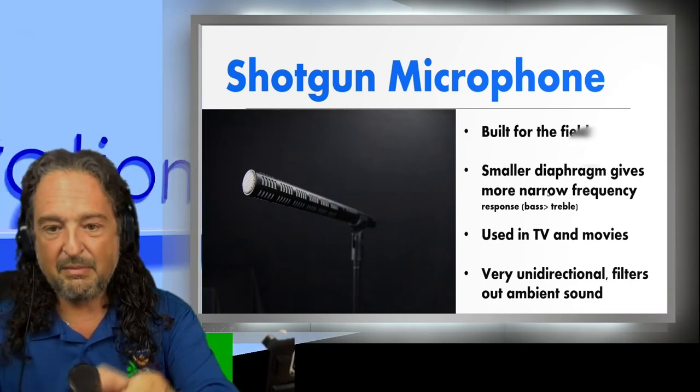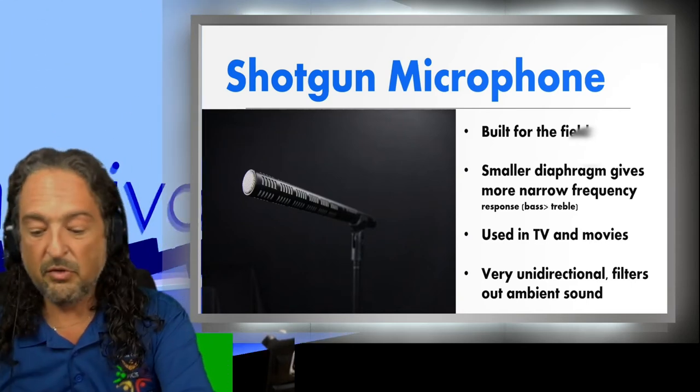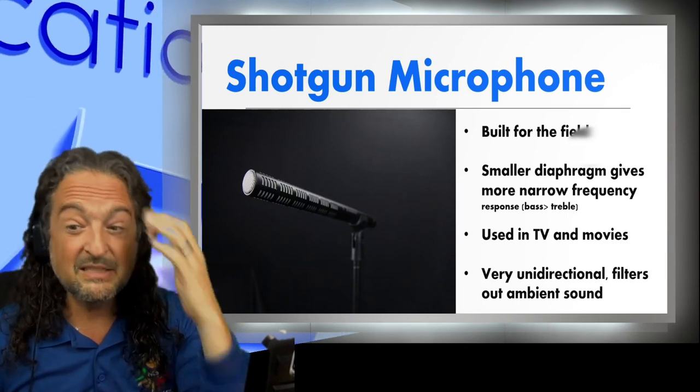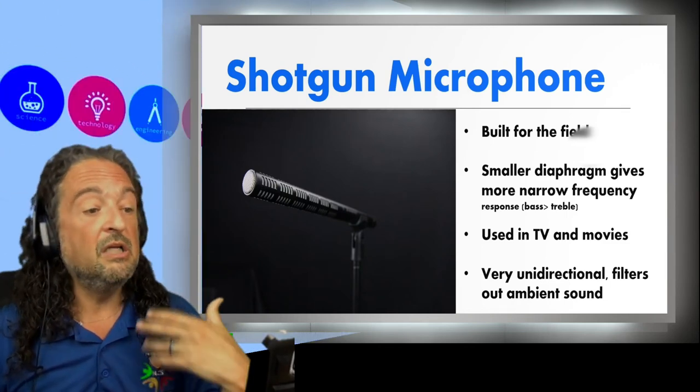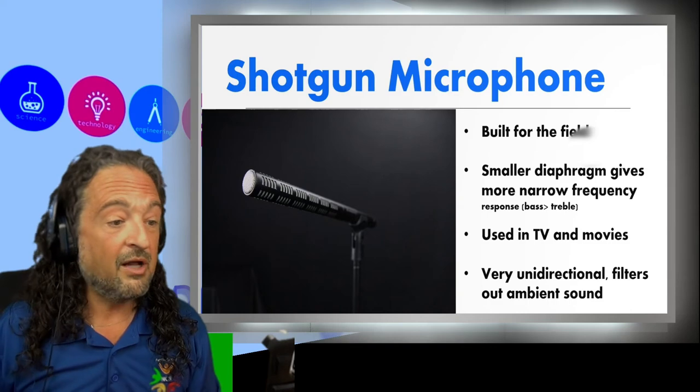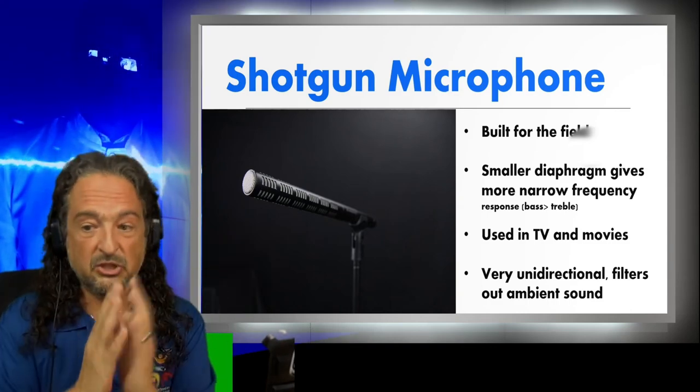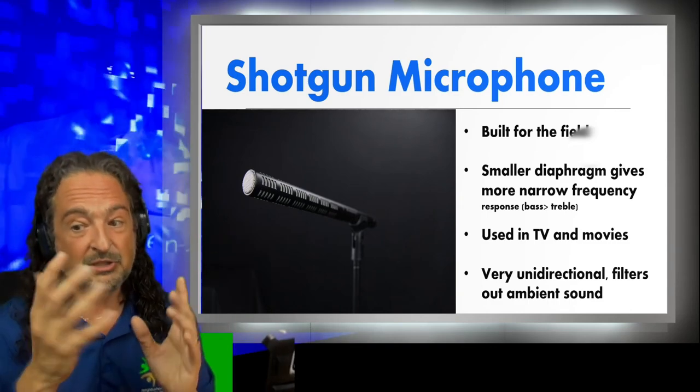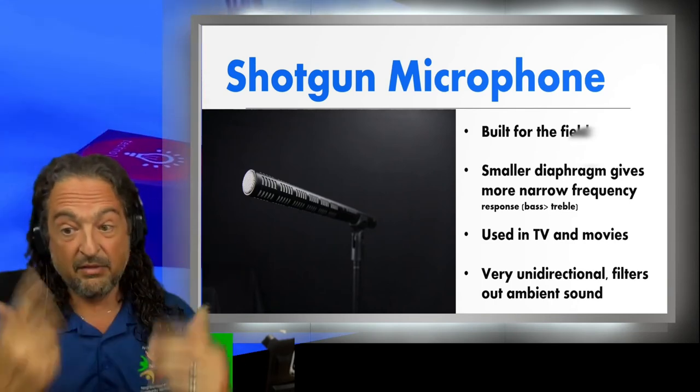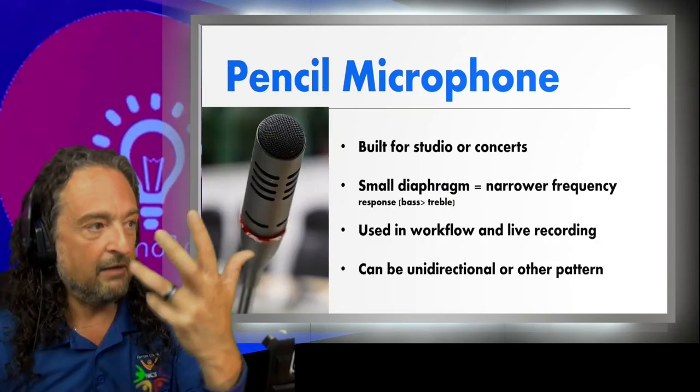Shotgun microphones are built for the field, as I said, newscasting, gathering out in the field. Smaller diaphragm in the center of the microphone is going to give you a smaller frequency response, but they still sound pretty good. They're generally used in TV and in movie production, and they're very unidirectional, as I said, as it filters out ambient sound or sound that is outside around you.